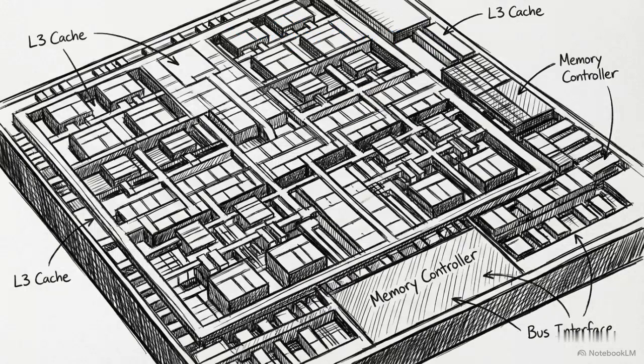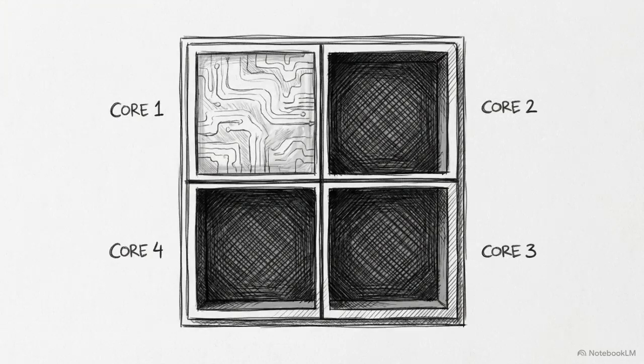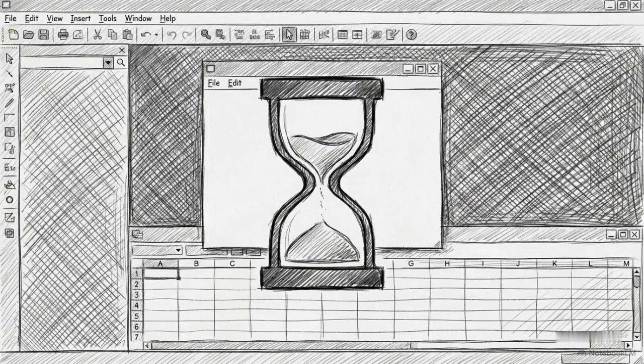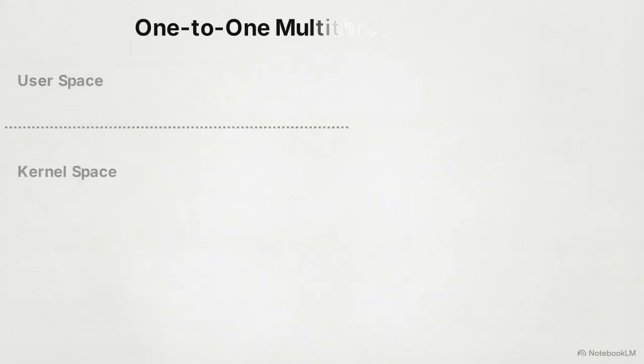Even if the computer has a multi-core processor, the many-to-one model can only ever schedule its single kernel thread onto one physical core at a time. It lacks true parallelism. The minimal overhead cannot compensate for a design where a single delayed network request freezes the entire application. This diagram illustrates the one-to-one model.